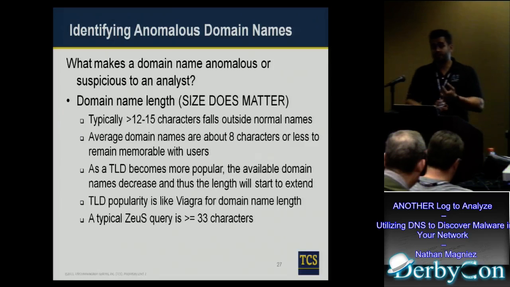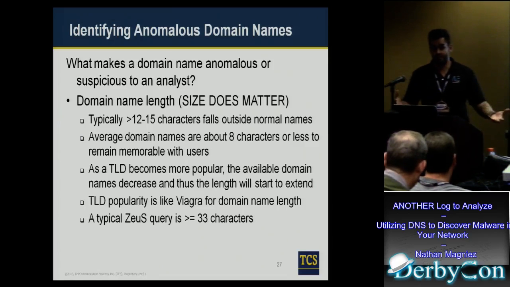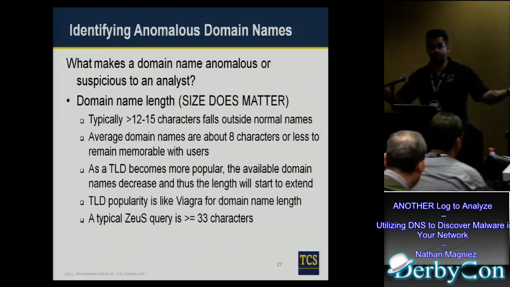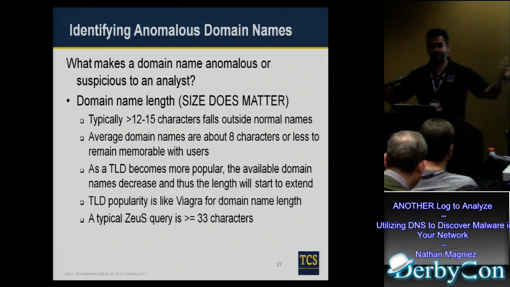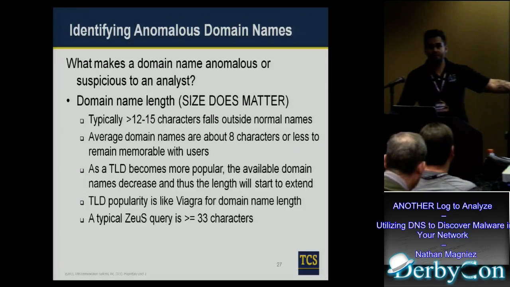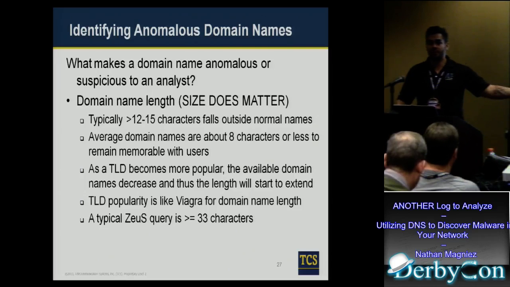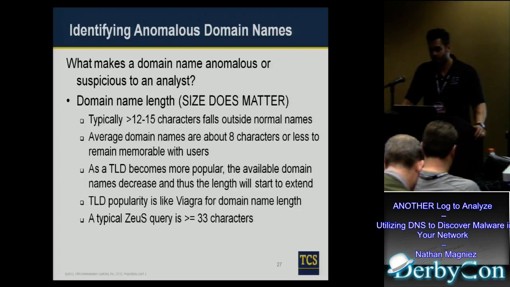As a top-level domain becomes more popular, the available domain names become less available. So you're going to see an increase in the .coms or the .eus. So you're going to see some growth there. It's kind of like Viagra for domain name length, the popularity of TLDs. A typical Zeus query, just for reference, is greater than or equal to 33 characters. That's way beyond the scope of what's typically normal, right? However, that might adapt, right?